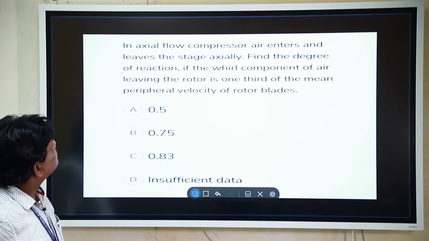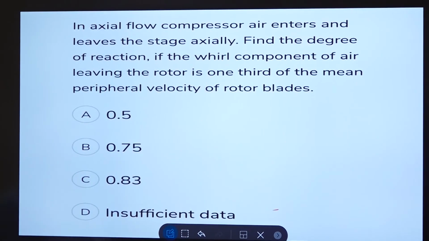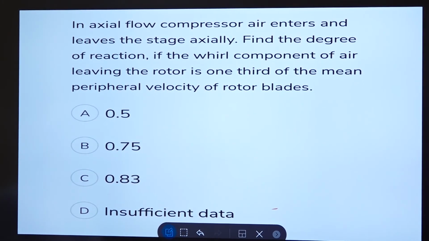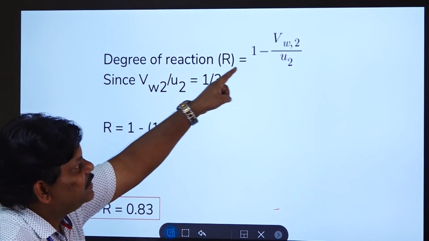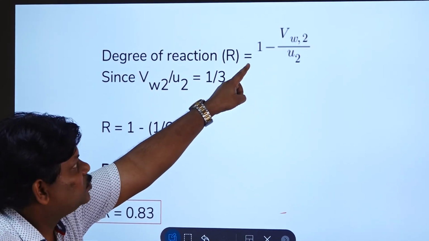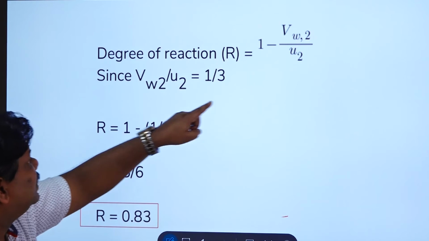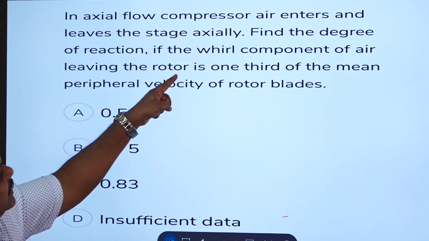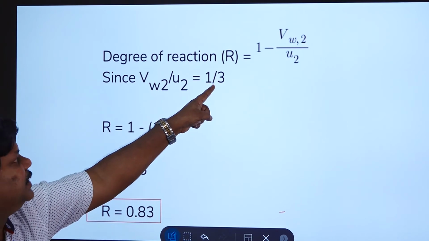So the next problem. In an axial flow compressor, air enters and leaves the stage axially. Find the degree of reaction if the whirl component of air leaving the rotor is 1/3 of the mean peripheral velocity of the rotor blades. This is the formula for the degree of reaction: R is equal to 1 minus the whirl velocity at the second stage over twice the mean velocity. A hint is given to you: the whirl component leaving the rotor is 1/3 of the mean peripheral velocity. So that is equal to 1/3.